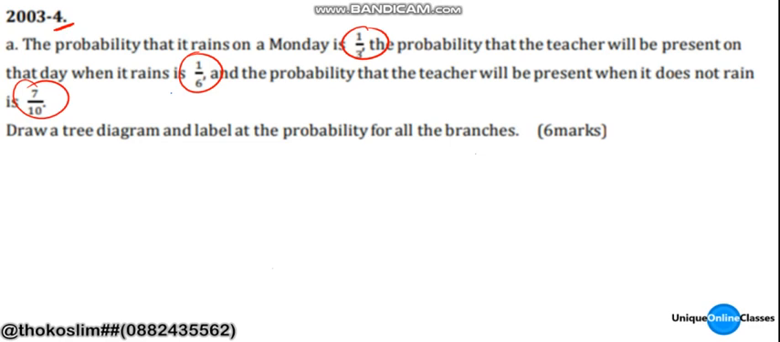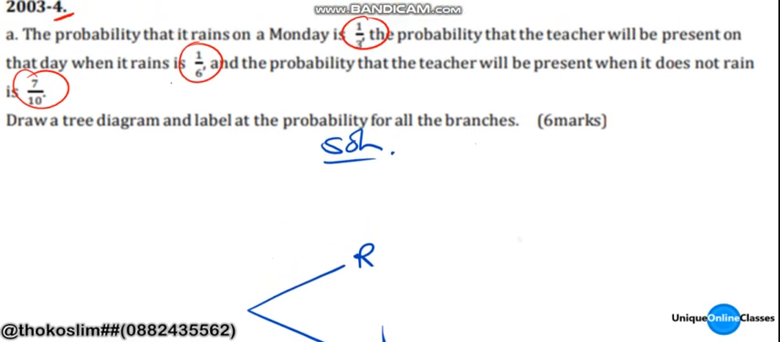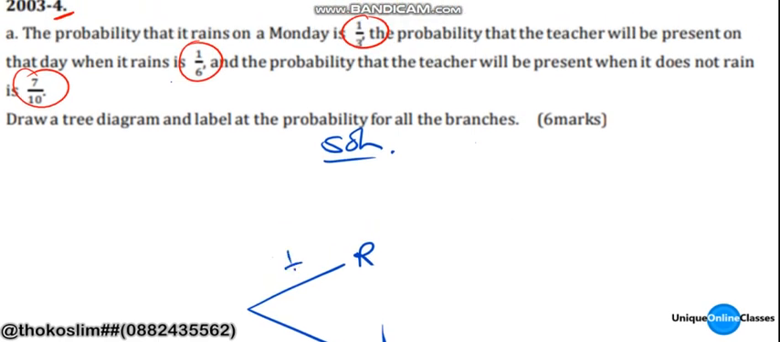Draw a tree diagram and label. Add the probability for all the branches. So our solution here, our first branch. We have rain as represented by R, no rain as N. So when it rains, that's 1/3.